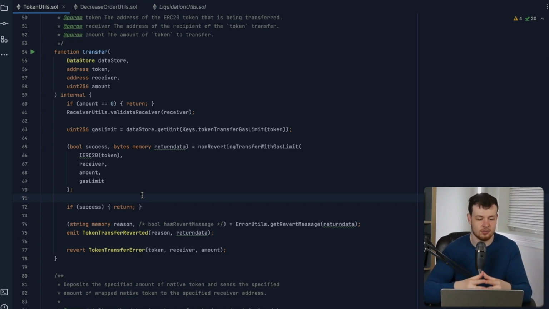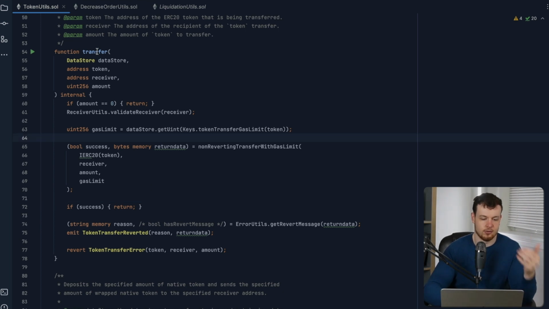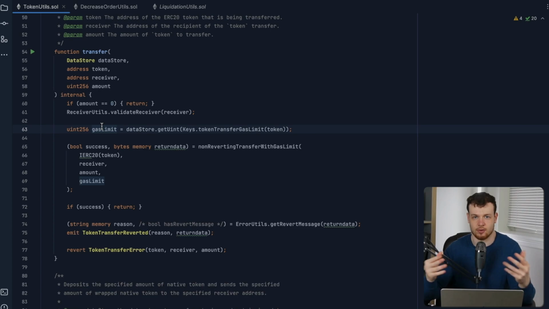In GMX's case, that arose as unliquidatable positions, or even really a slew of other issues throughout the exchange, such as potential risk-free trades and all kinds of things of that nature, just out of the way that this transfer function could be gamed to revert by utilizing these blacklisted addresses.